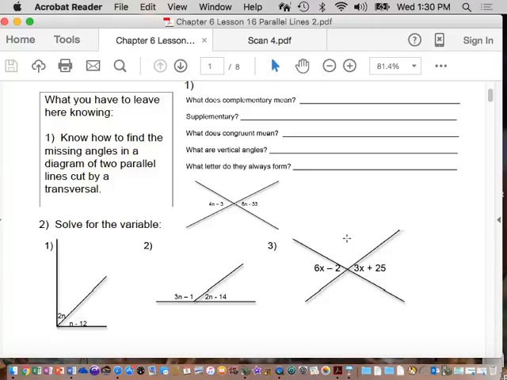Okay? So, who wants to help me out here? What does complementary mean? 90. 2 angles add up to 90. Good. What was your trick for remembering 90? C is before S. So the C could turn into a 9. Okay, very good. Next, supplementary. 180. Very good. 2 angles add up to 180.